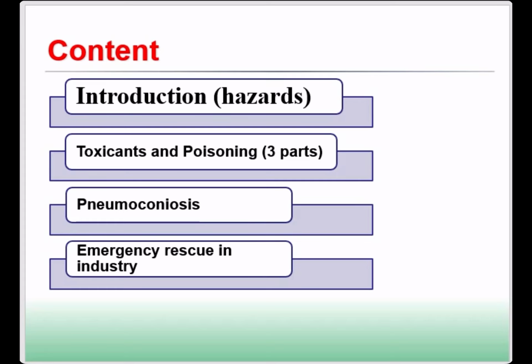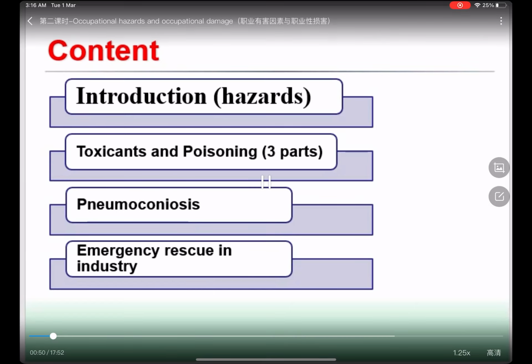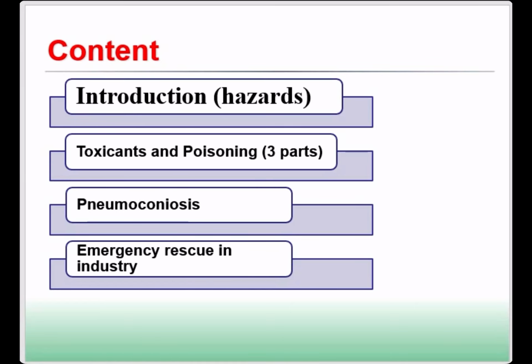Then the third one, we will talk about pneumoconiosis. In this part, we will introduce different types of pneumoconiosis, the different causes of pneumoconiosis, and the treatment for the patient. And the last part, we will introduce the emergency rescue in industry.